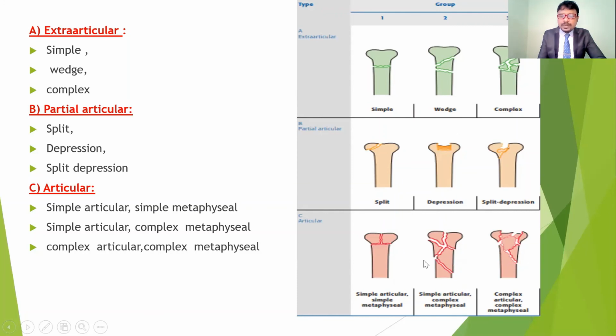If the metaphyseal is involved, there will also be many fractures and many fragments in the metaphysis. In the complex articular and complex metaphyseal, the metaphyseal is complex, and the articular surface also has multiple fractures, so both happen. So: extra articular, partial articular, and articular. These fracture types we can see in the proximal end as well as the distal end. So this is about Muller's classification of the fracture.